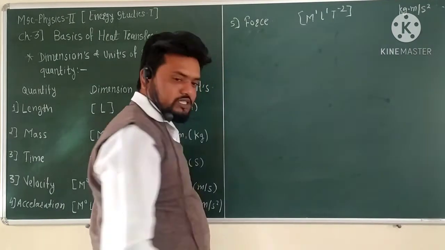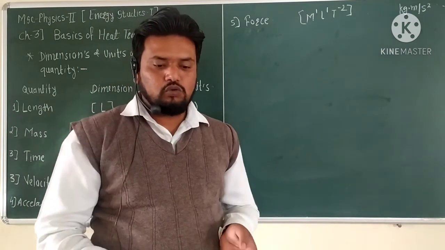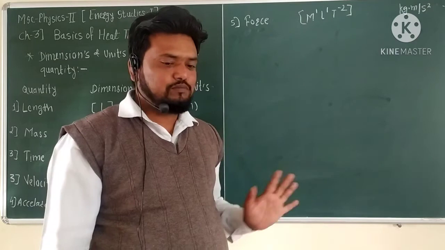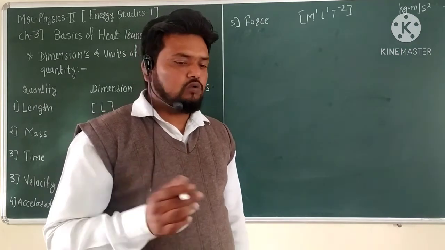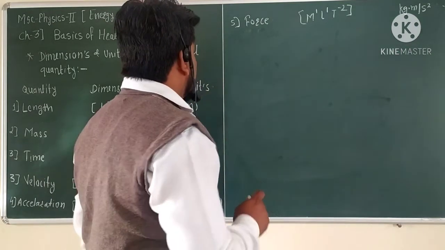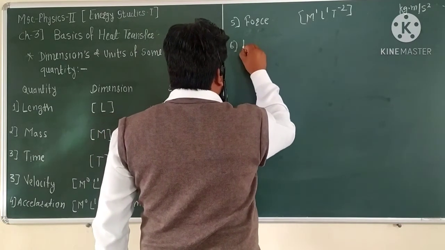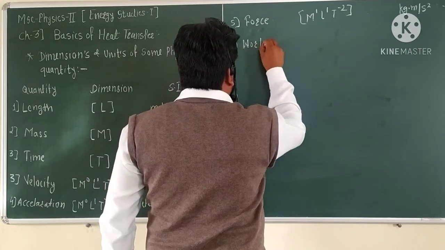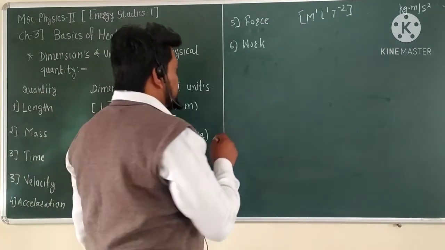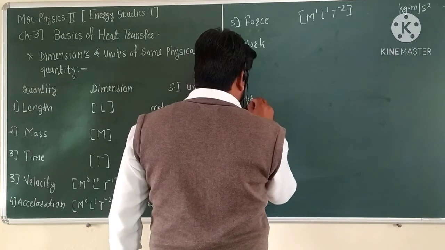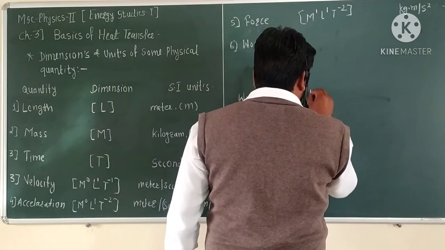Now the next quantity given here is work. Work and energy are both the same quantity or same dimension, but there is a small difference in idea. So now we write the sixth quantity, which is work. We have to know that work is nothing but force into distance.